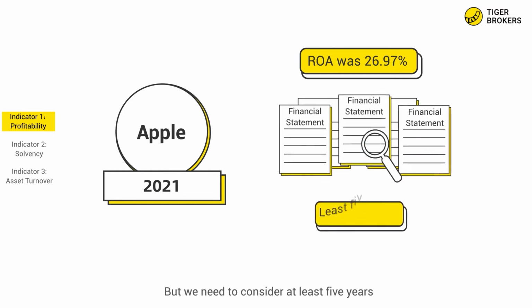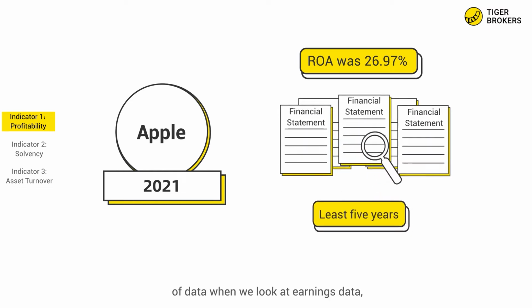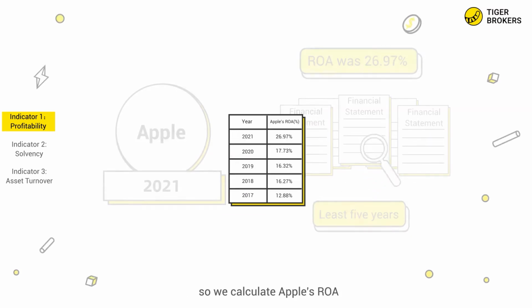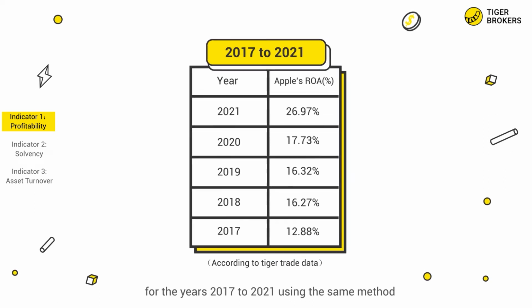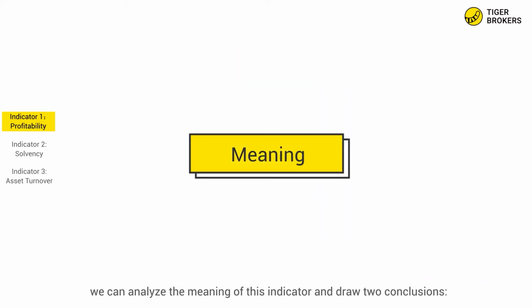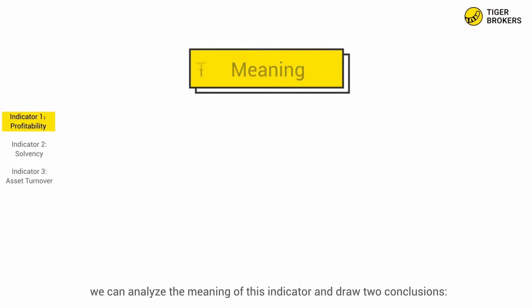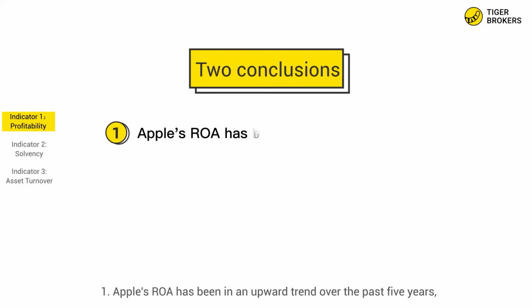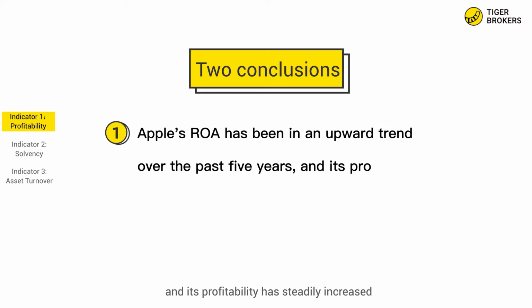But we need to consider at least 5 years of data when we look at earnings data. So we calculate Apple's ROA for the years 2017 to 2021 using the same method. After calculating Apple's ROA over 5 years, we can analyze the meaning of this indicator and draw 2 conclusions. 1. Apple's ROA has been in an upward trend over the past 5 years, and its profitability has steadily increased.